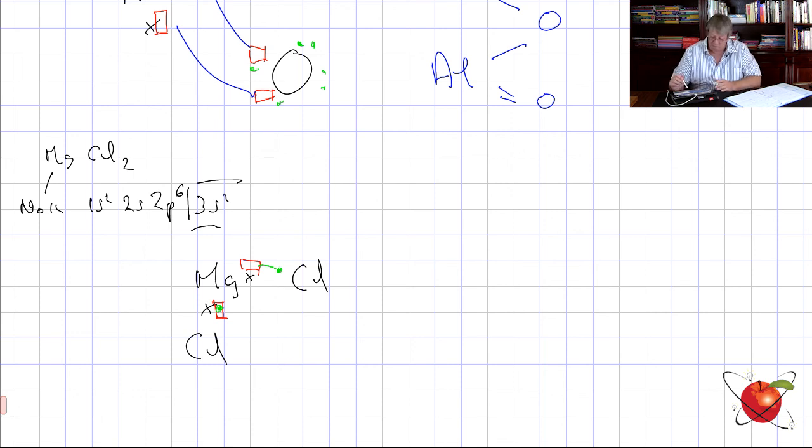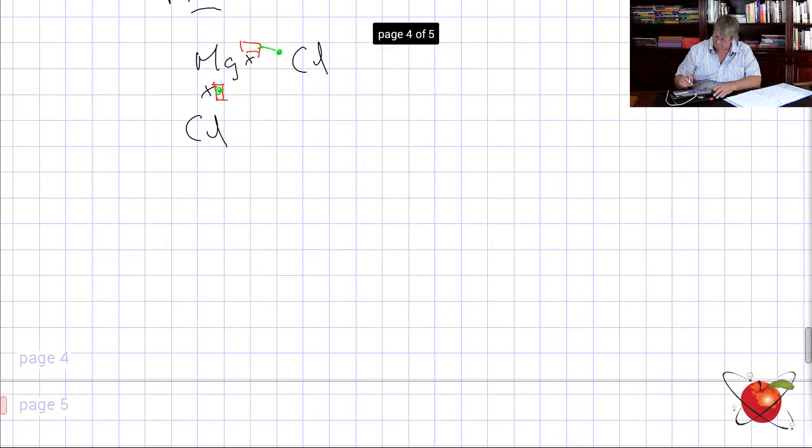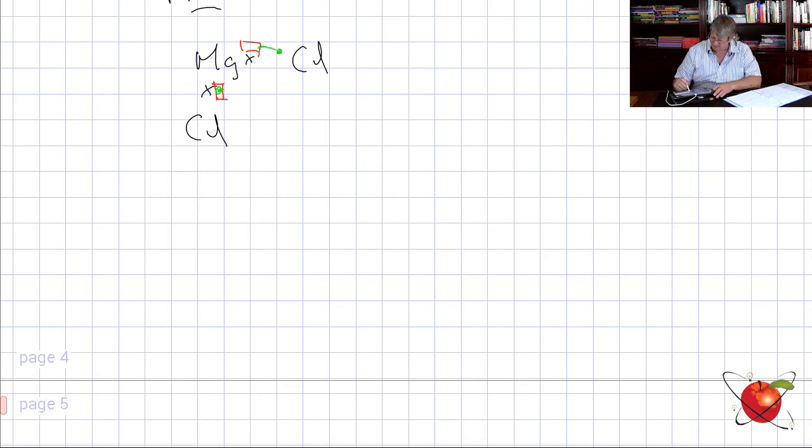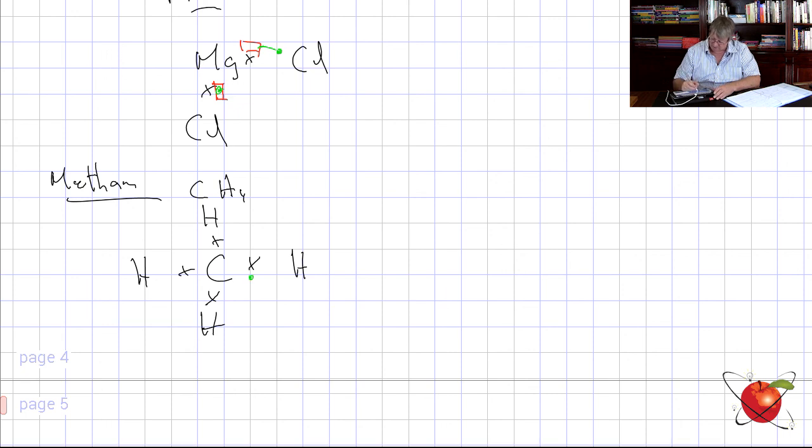Last one is methane, okay, no, not green, black. Last one was methane, CH4. Well, we put our carbon down and we know carbon, it's like that. And H, we've got H is going to be all around it, isn't it? And put them in like so. And we get CH4.